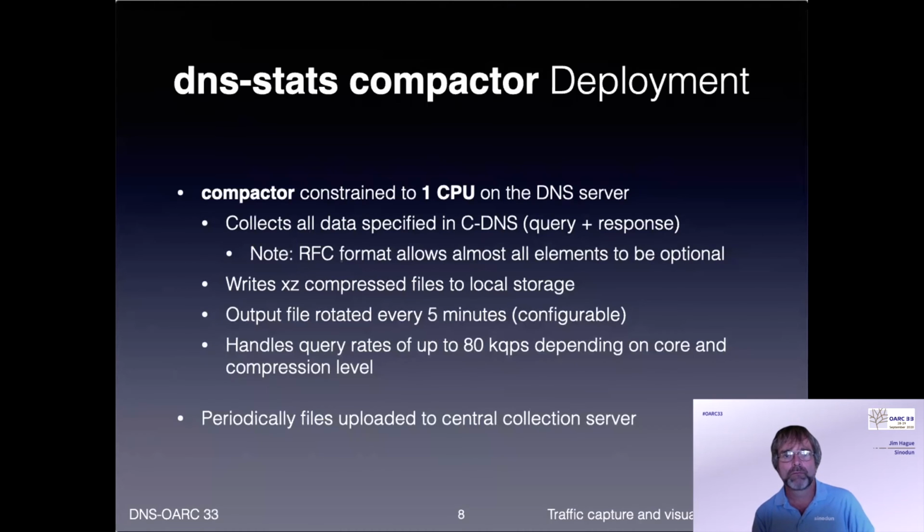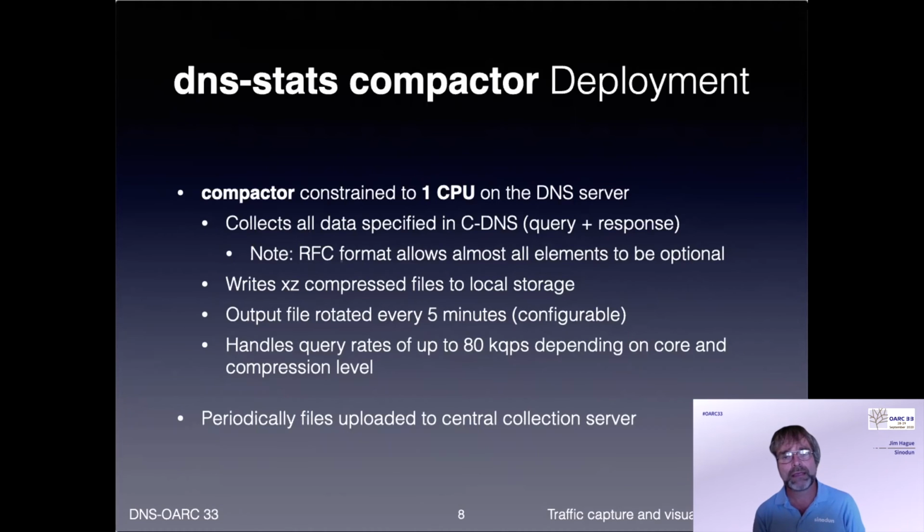So, recapping a little on the Compactor deployment. The Compactor is constrained to use a single CPU on the DNS server. We have configured it to collect all DNS data that CDNS will support, which is basically all DNS data. For those who've not looked at the RFC or explored the tool, you can configure it to omit unrequired items of DNS data. We write XZ compressed files to local storage. These files are rotated once every 5 minutes. That, of course, is configurable.